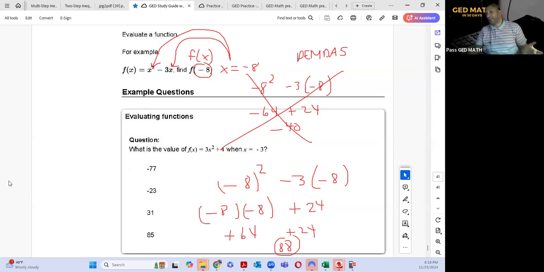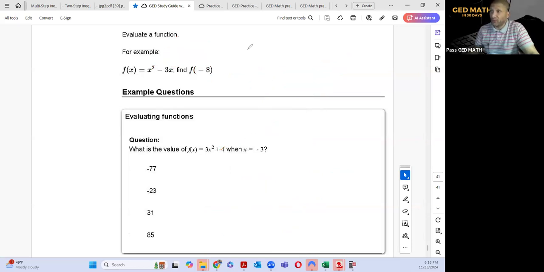Okay, hold on, Mr. Tinsley, I'm confused. I'm going to make it simple for you. Minus 8 squared is negative 64. Negative 8 in parentheses squared is a positive 64.